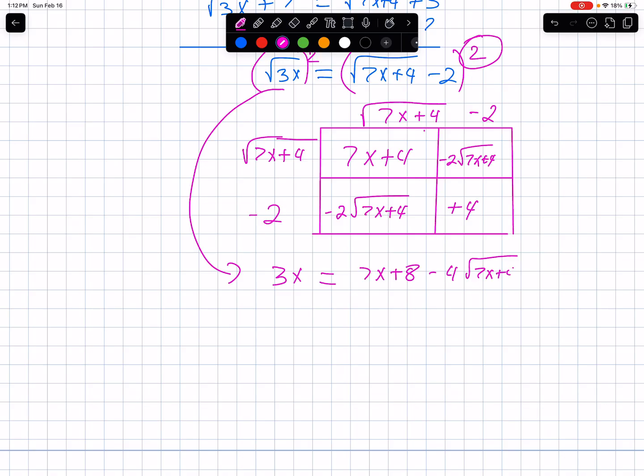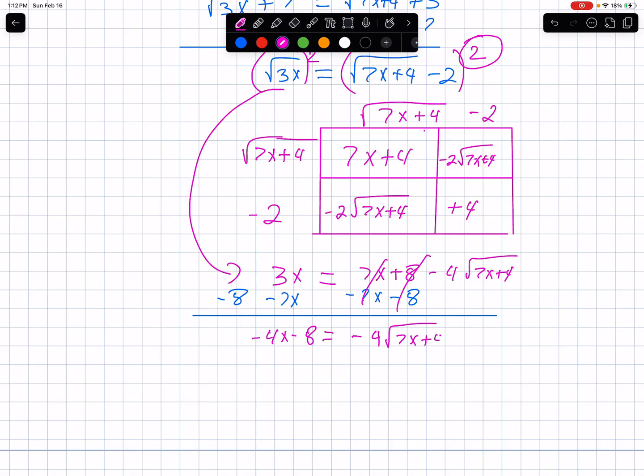You can see how it's pretty unpleasant, right? So then what I do is I subtract this 7x and I subtract this 8, because I'm trying to get the second square root by itself. Otherwise I keep having to do these giant boxes and multiply stuff, and it's a pain in the neck, so I don't want to do that. Try to limit the amount of times you have to do that. So we get 3 minus 7 is negative 4x minus 8. And then these cancel, and I have negative 4 square root 7x plus 4.